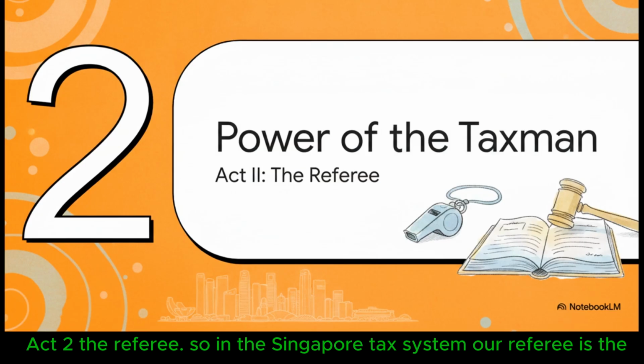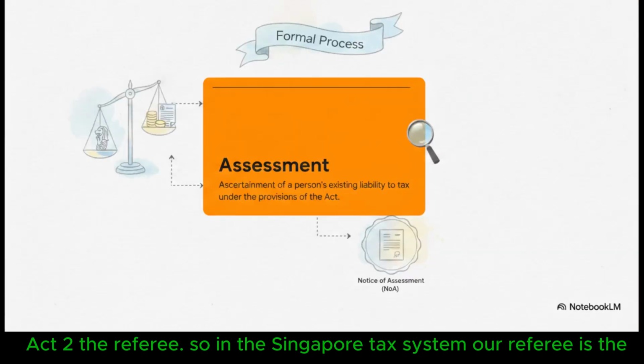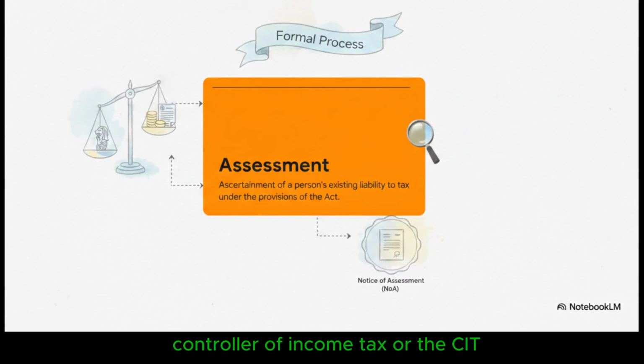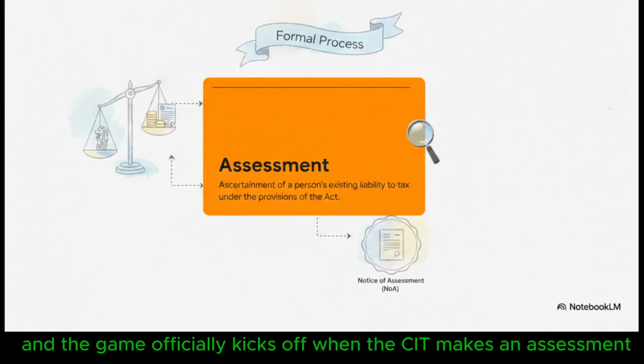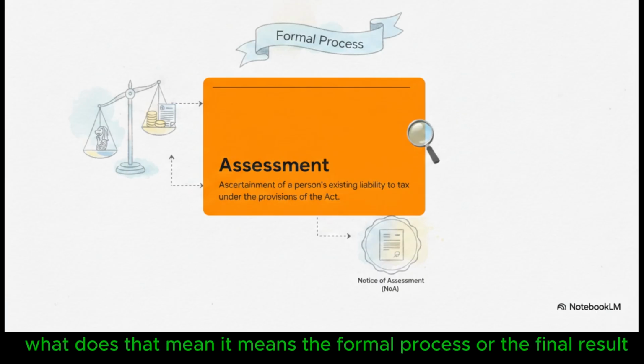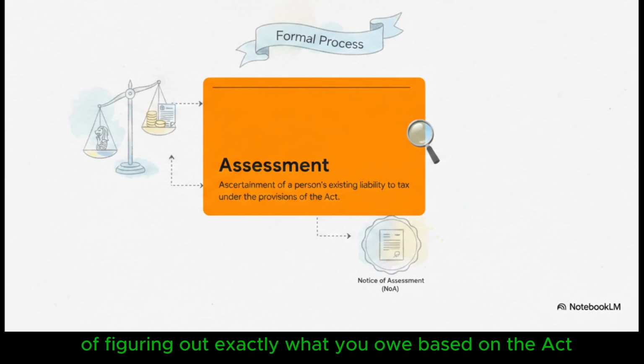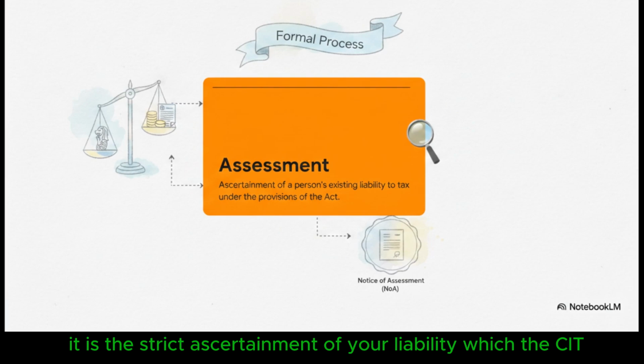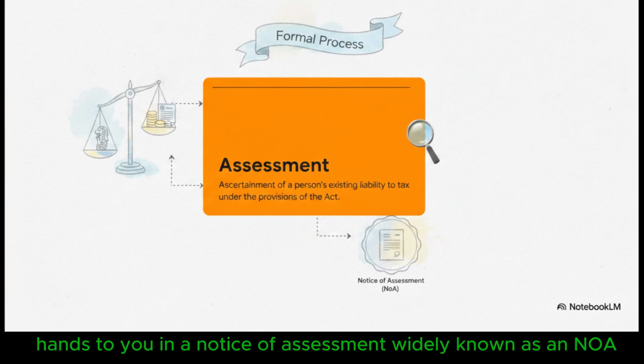Act 2. The referee. So in the Singapore tax system, our referee is the Comptroller of Income Tax, or the CIT, and the game officially kicks off when the CIT makes an assessment. What does that mean? It means the formal process, or the final result, of figuring out exactly what you owe based on the act. It's definitely not a guess.